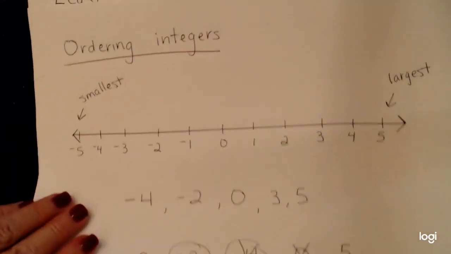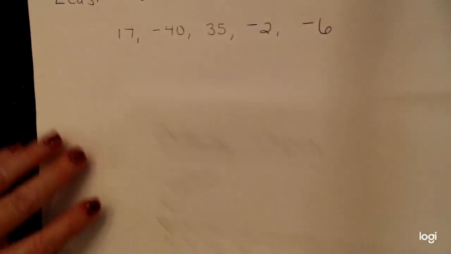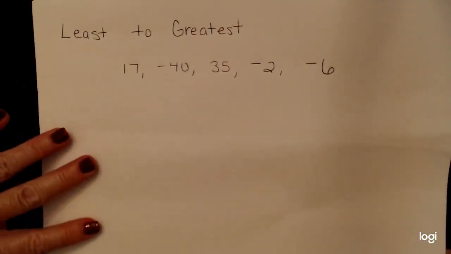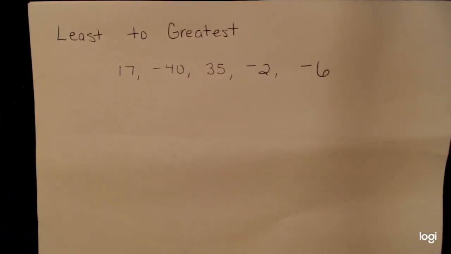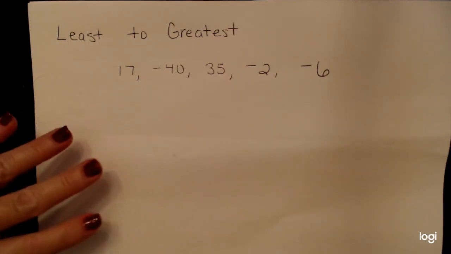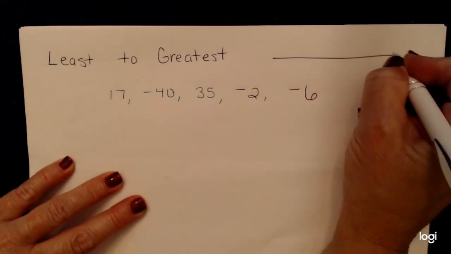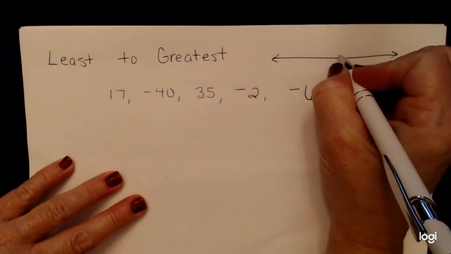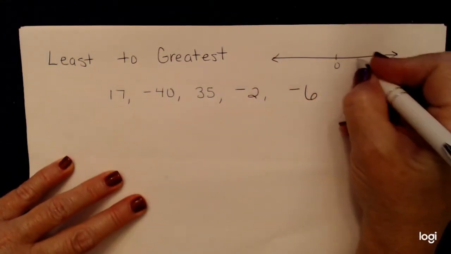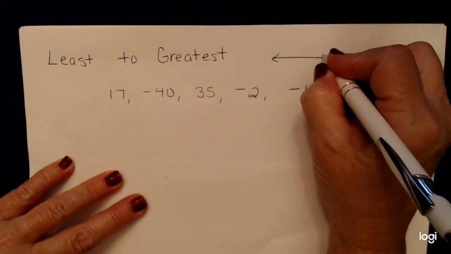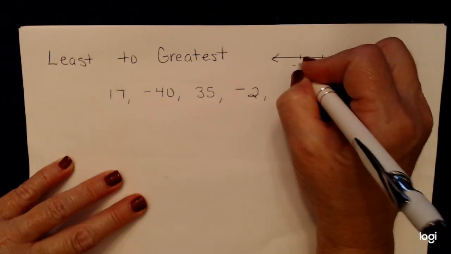Okay? I'd like for you to look at some other numbers here. We're going to look at from least to greatest. This time I gave you a little bit larger numbers. Think about which numbers would be the smallest. You might even want to draw a simple little number line like this to give you a visual. We know that positive numbers are going to go this way, 1, 2, 3, and negative numbers are going to go this way.